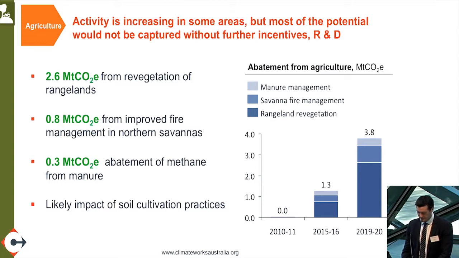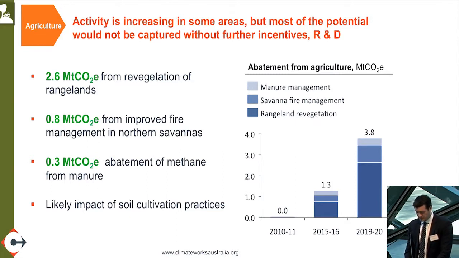Some abatement from agriculture has been identified, although this would only capture a small potential of the abatement that we've identified in our research. The majority of the abatement from this sector is expected to come from revegetation of rangeland areas, where over 875,000 hectares of rangeland is expected to be managed for improved sequestration based on current trends. Abatement of 0.8 megatonnes of carbon dioxide equivalent is also expected from improved fire management in Northern Australia. Abatement of methane from livestock manure is expected to contribute as well, with greatest adoption coming from intensive piggeries, where abatement should cover 30% of Australia's pigs by 2020.